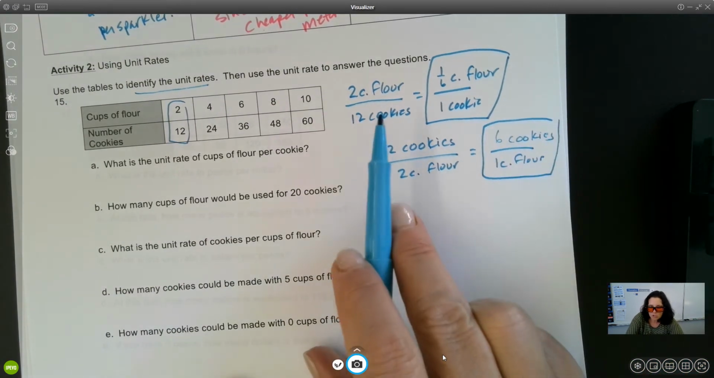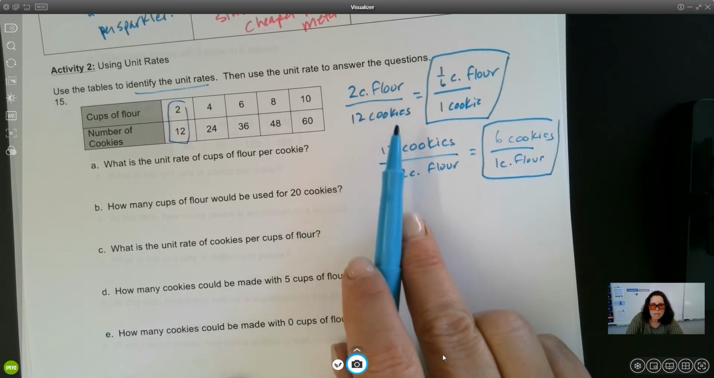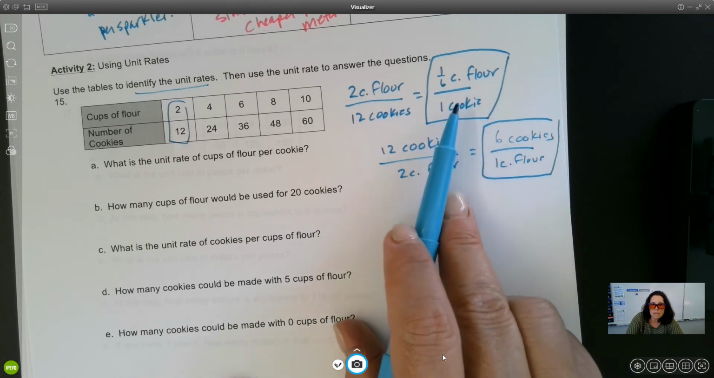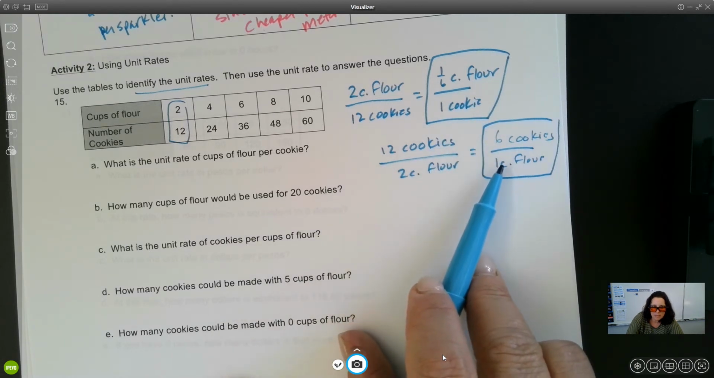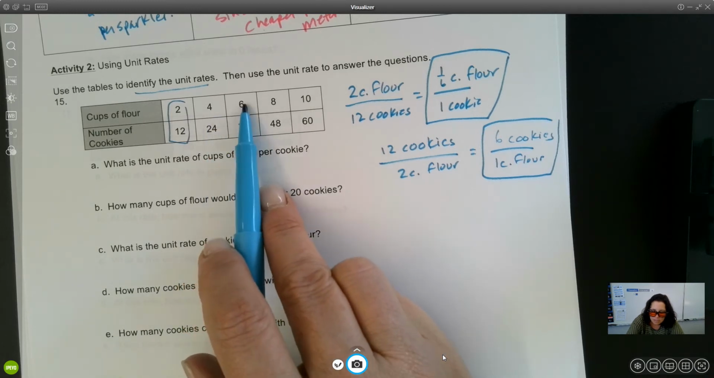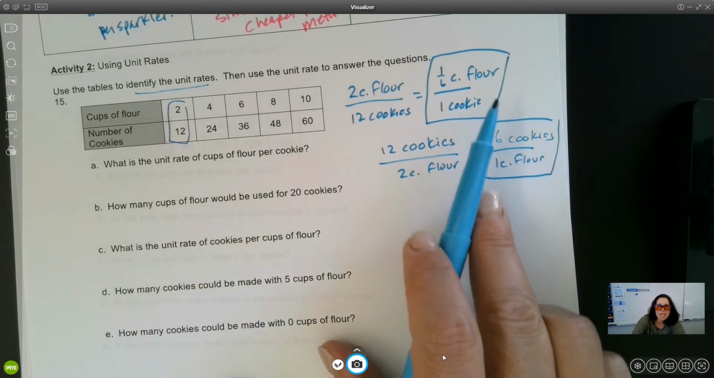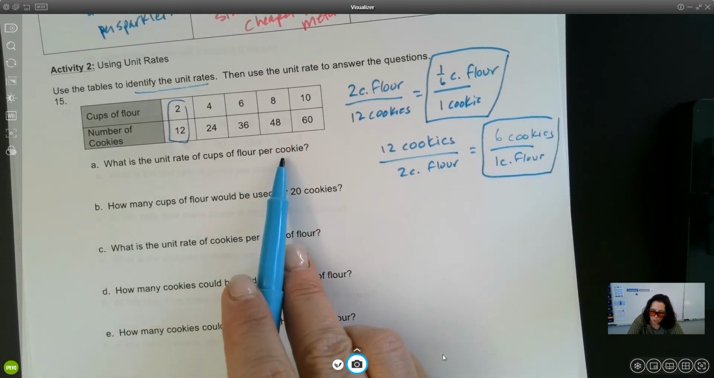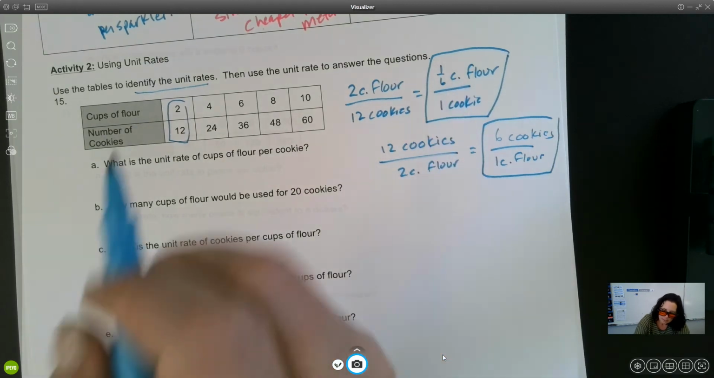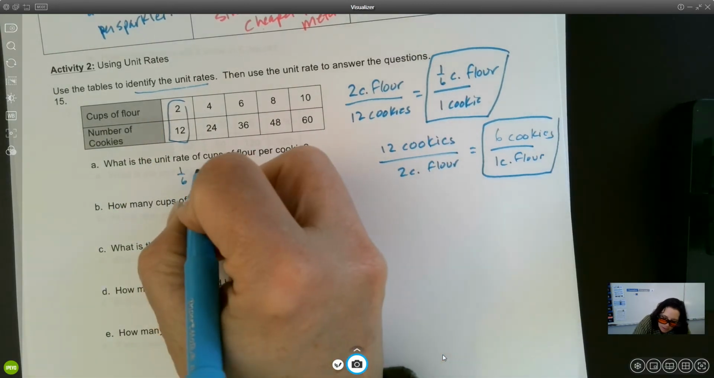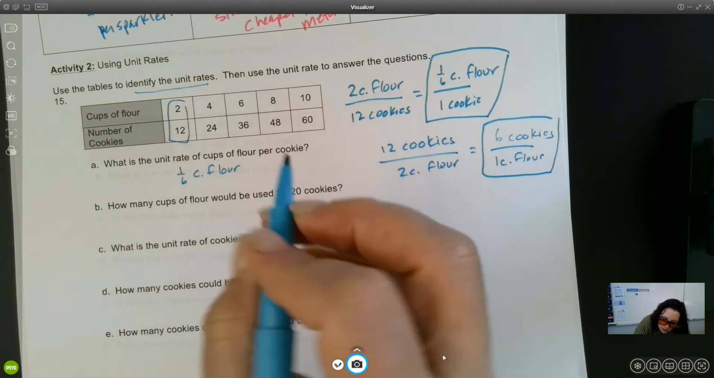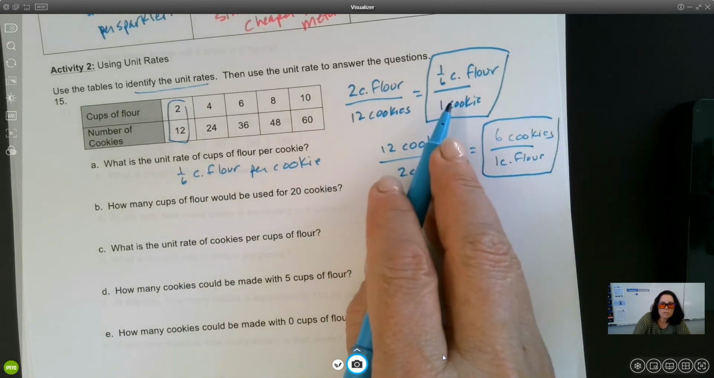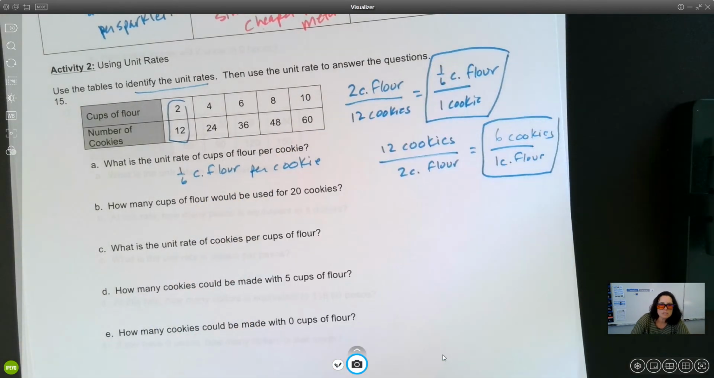It's very important to understand these are rates, and these are unit rates. Do you see where the 1 is in the unit rate? It's in the denominator. If I used any one of these pairings, I would have gotten the same unit rates. All right, what is the unit rate of cups of flour per cookie? Right here it is. So 1/6 cup flour per cookie. Remember, you can choose to write it like that, or you can write it like that. It's the same thing, I'm just kind of squinched on space.